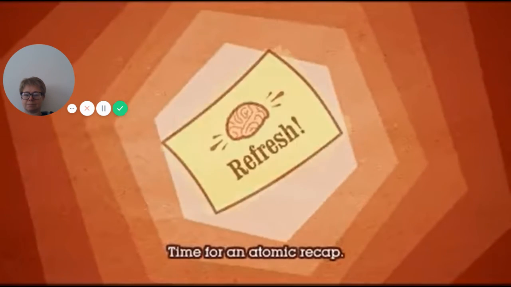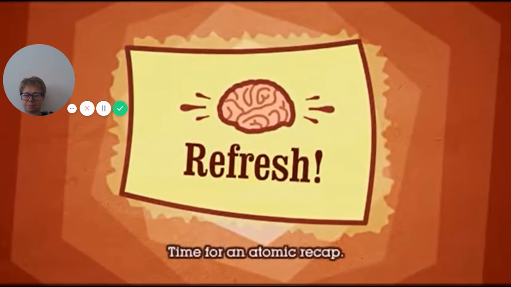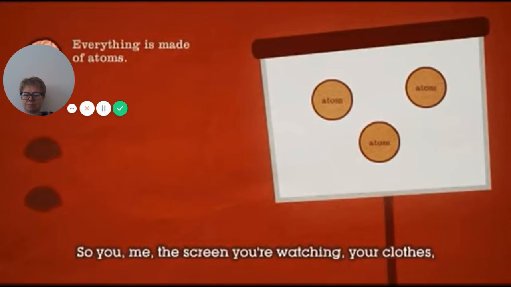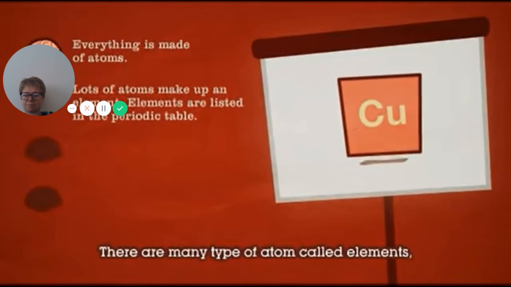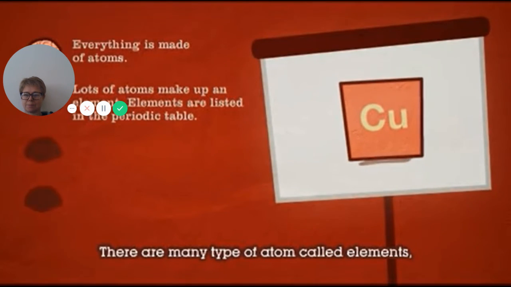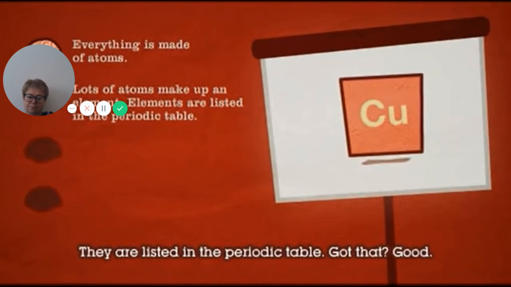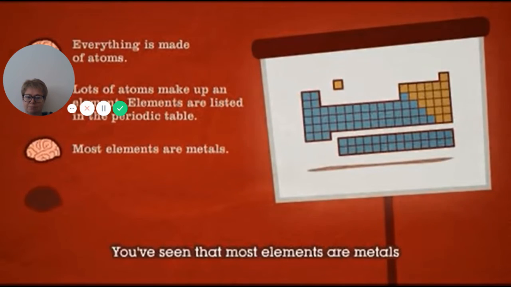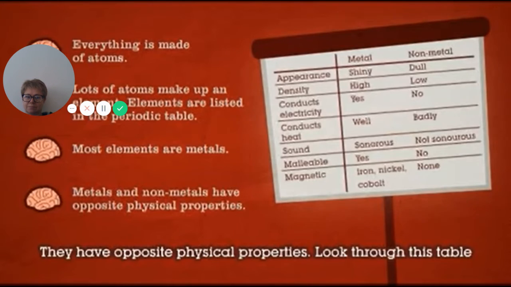Time for an atomic recap. So you, me, the screen you're watching, your clothes, your home, are all made up of atoms. There are many types of atoms, called elements, like iron, sodium, carbon, and oxygen. They are listed in the periodic table. Got that? Good. You've seen that most elements are metals and a small amount are non-metals. They have opposite physical properties. Look through this table for a quick reminder of which does what.